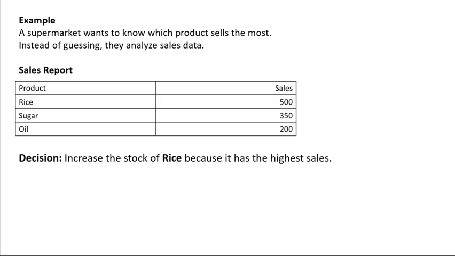As an example, a supermarket wants to know which product sells the most. Instead of guessing, they analyze the sales data, the sales report, to see the product sales. First, rice is 500 units, sugar is 315 units, and oil is 200 units. So the decision is to increase the stock of rice because it sells the most.